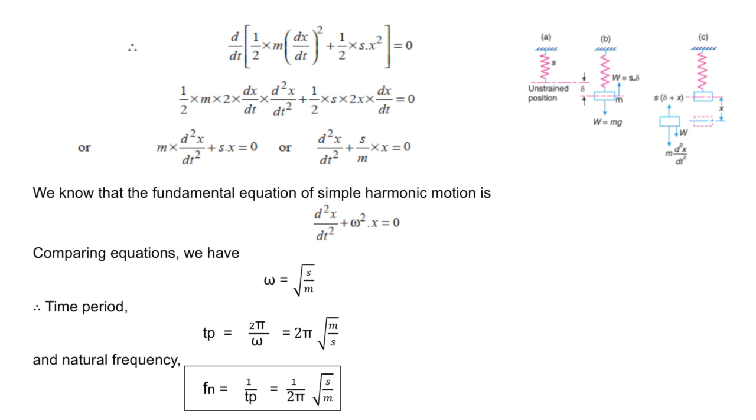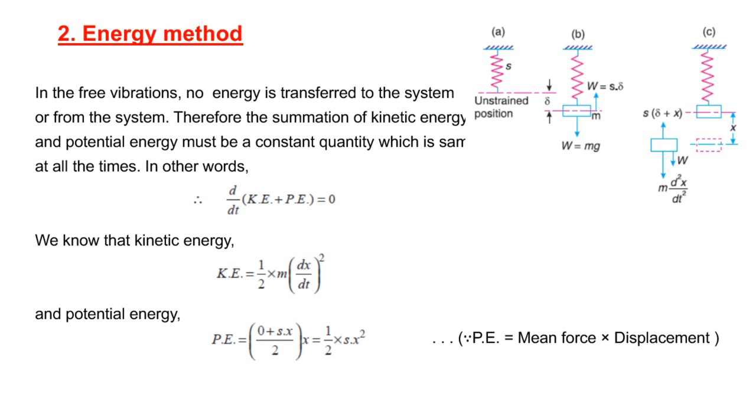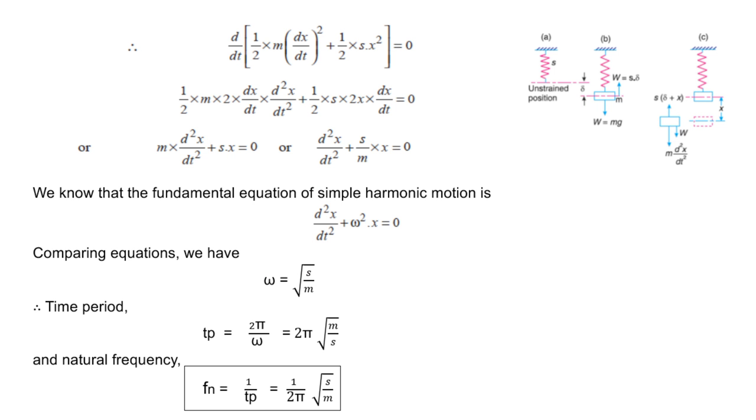Therefore, put these values of kinetic energy and potential energy in the above equation of d by dt of (kinetic energy plus potential energy) equal to 0. By putting this in and simplifying, finding the derivative, we get the equation d2x by dt square plus s by m into x is equal to 0. Again, we have got a second order differential equation.